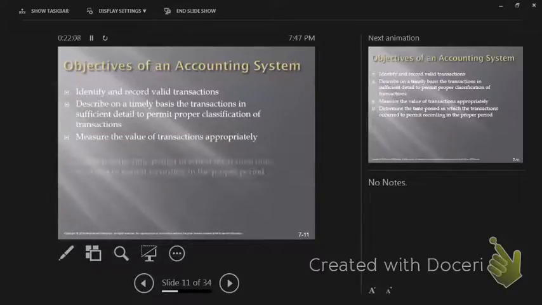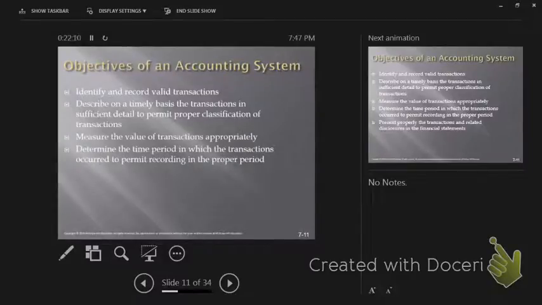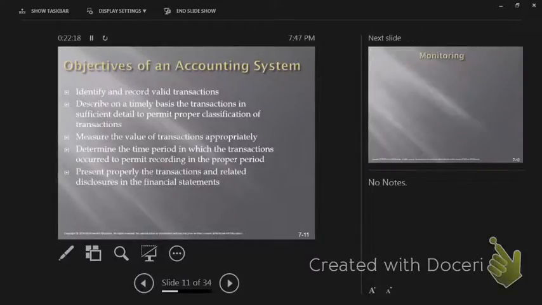All right, they're hoping that they can measure the value of it and then determine the time period in which it happened. So when we're hoping to go in and do the audit, the whole purpose of them entering everything in here for us to even come in and audit is that the system accurately describes what happened to them during the month.